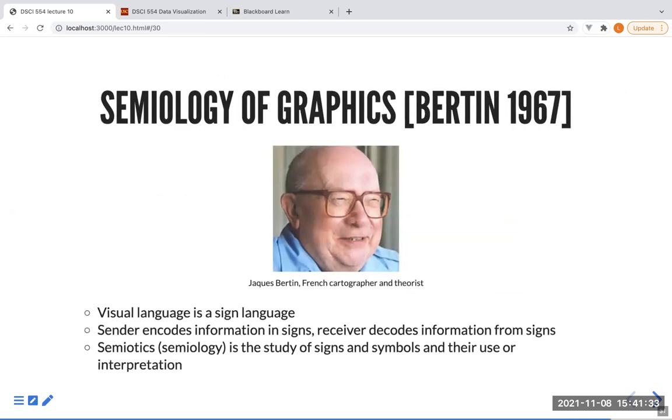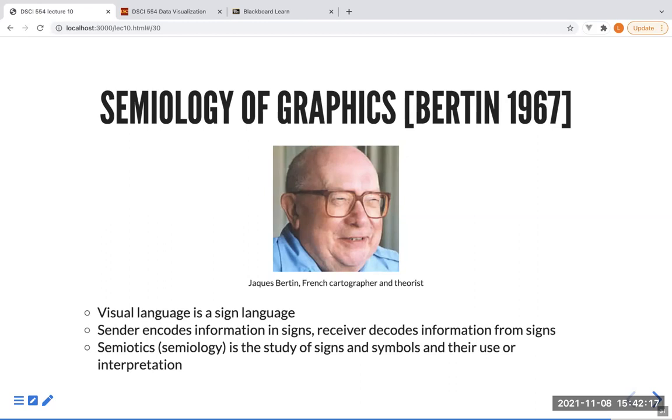Okay, marks and encodings. There are just a few slides here, and we'll be done for today. When we talk about the symbols that we're using in visualizations, people early on started thinking about those as signs, and the transfer of information as a language that is done using those signs. The science behind communicating information with signs is called semiology.